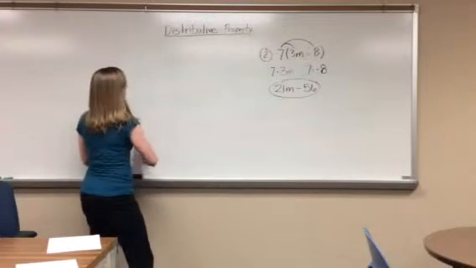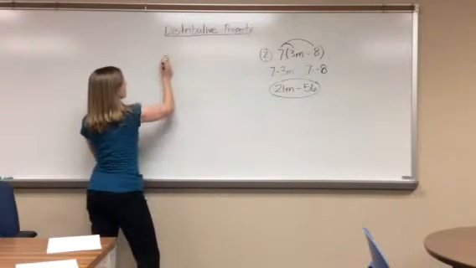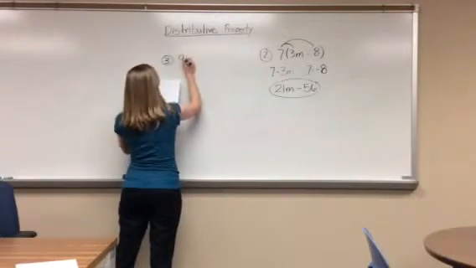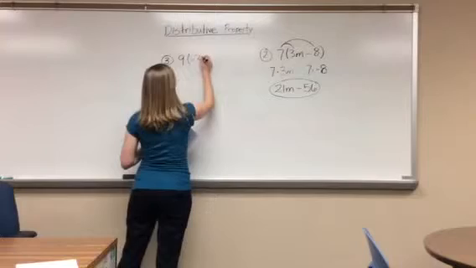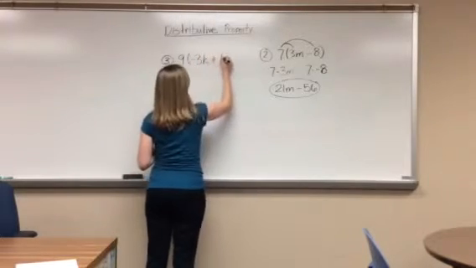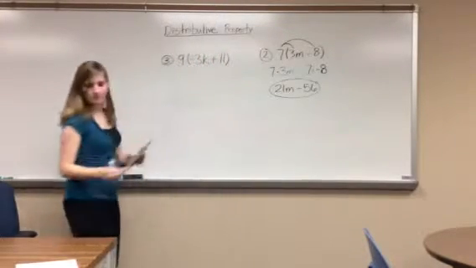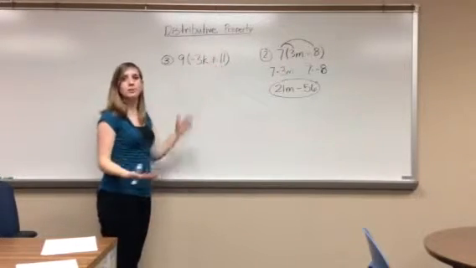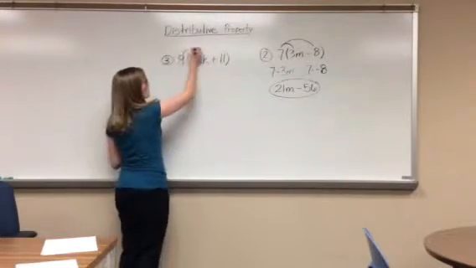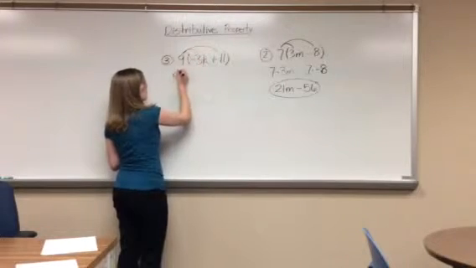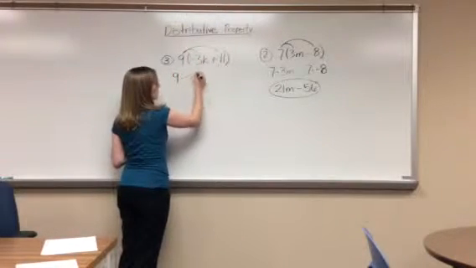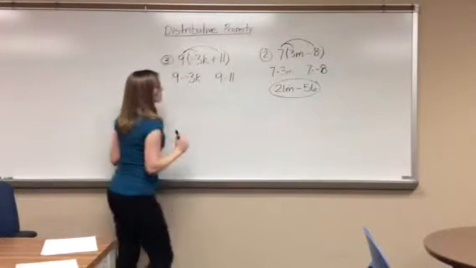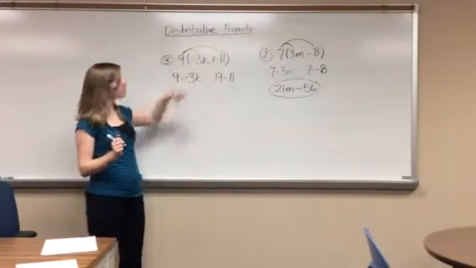Okay, let's look at number 3. For number 3, we have 9 parentheses negative 3k plus 11. Okay, we can't simplify inside the parentheses, so we use the distributive property. Multiply by the 9. We're going to have 9 times negative 3k and 9 times positive 11. Again, it's positive because it's plus.